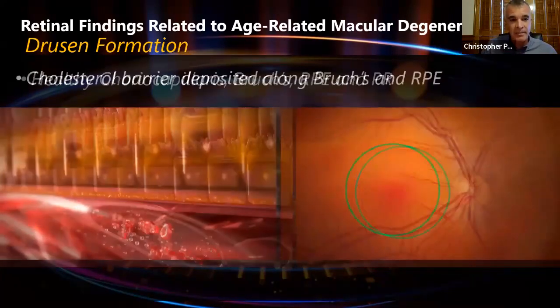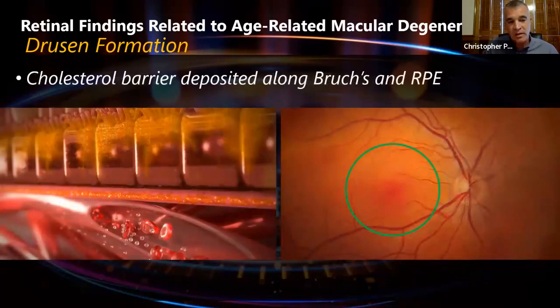So that's healthy. As you start to get that oil spill, as you start to get those cholesterol deposits, you're still not seeing anything on the right. You're still not going to see the drusen changes. You're still not going to see the dropout, any kind of macular pigment loss. You're not going to see that quite yet, but that cholesterol is building now.